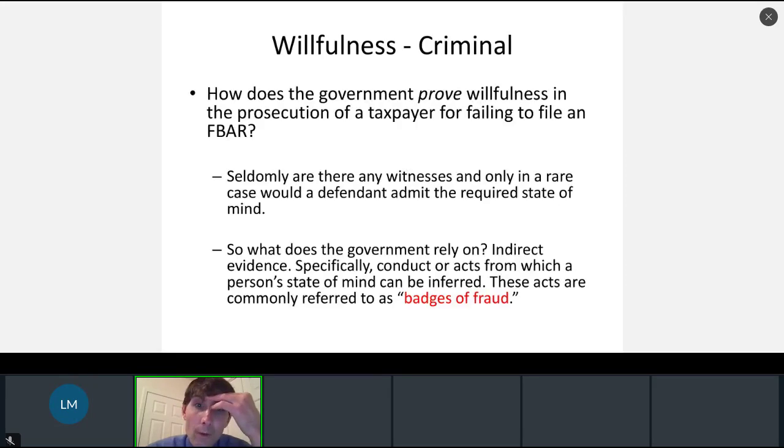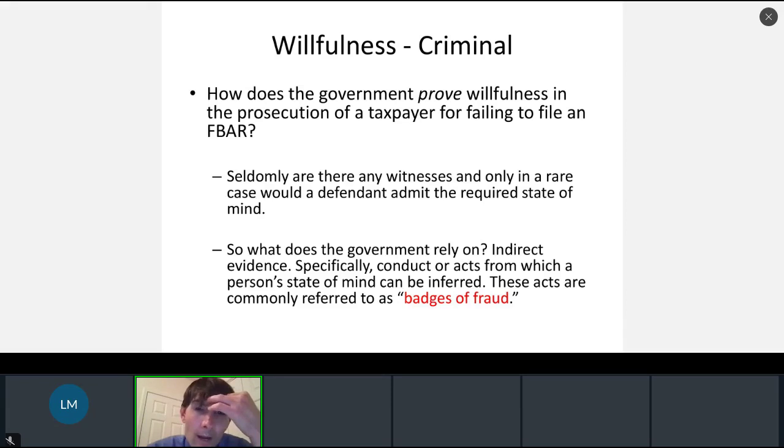How does the government prove willfulness in the prosecution of a taxpayer for failing to file an FBAR? Seldom are there any witnesses, and only in a rare case would a defendant admit the required state of mind. So, what does the government rely on? It relies on indirect evidence, not unlike most criminal cases. Specifically, conduct or acts from which a person's state of mind can be inferred. These acts are referred to as badges of fraud.